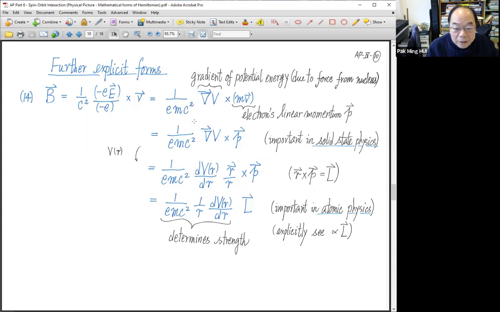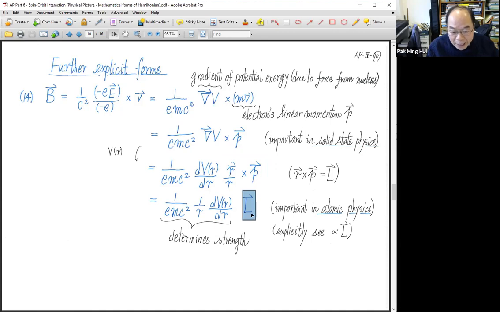Now, if we stop on this form, this V could be any form. It could be V as a function of X, Y, Z, alpha, theta, phi, all right? But for atoms, central force, this can be simplified to dV/dr and the unit vector r-hat, okay? And therefore, you start to see R cross P. R cross P is the orbital angular momentum.